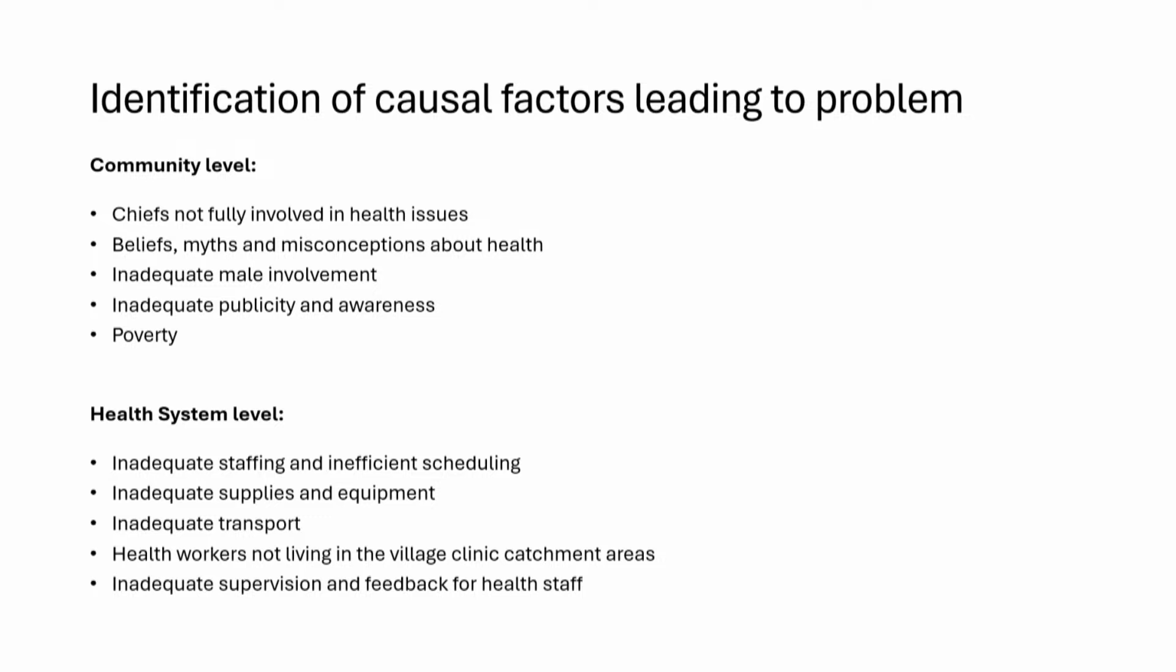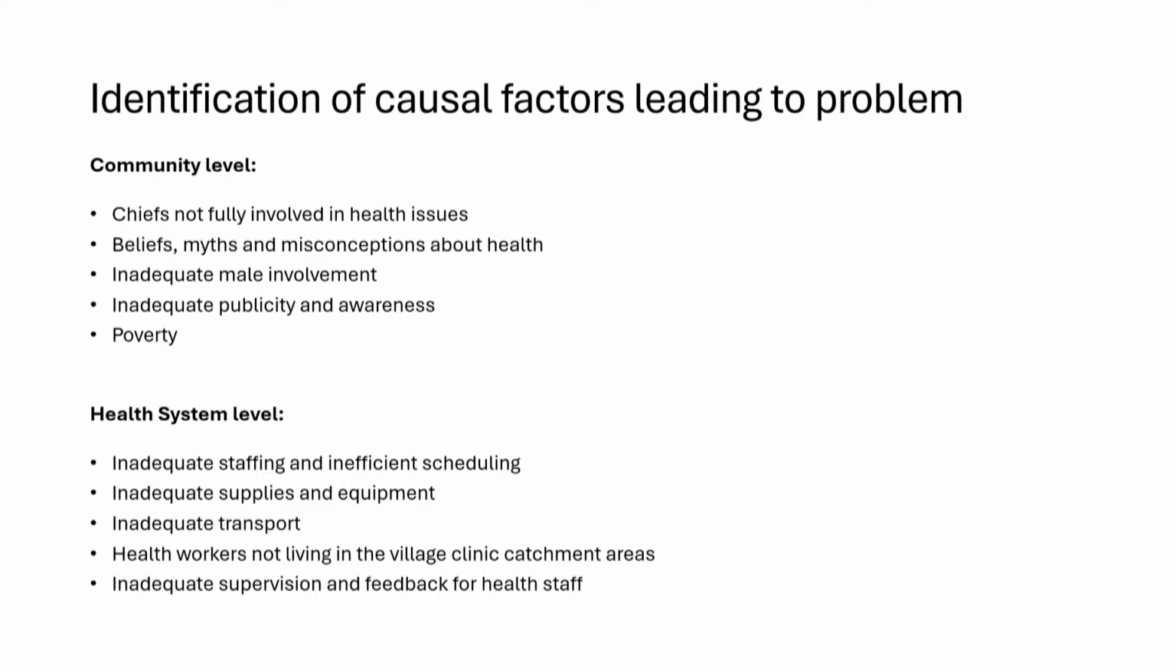My assumption is that they were dealing with community level stakeholders, but also people from the health system, and they probably separated them. They got them to do 2 different problem trees, and then they brought them together. So at the community level: chiefs not being fully involved in health issues, beliefs, myths, misconceptions about health, inadequate male involvement, inadequate publicity, awareness, poverty, etc.